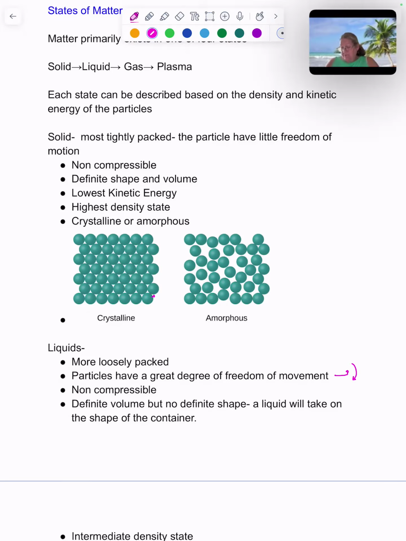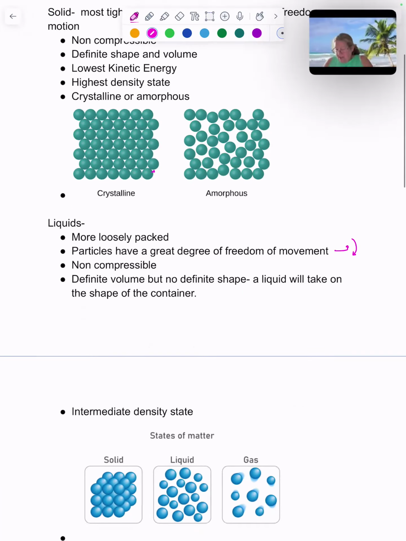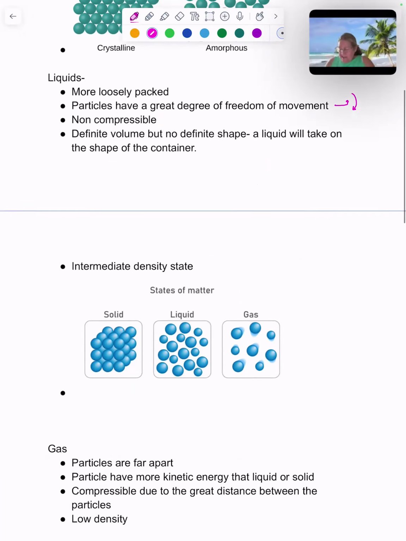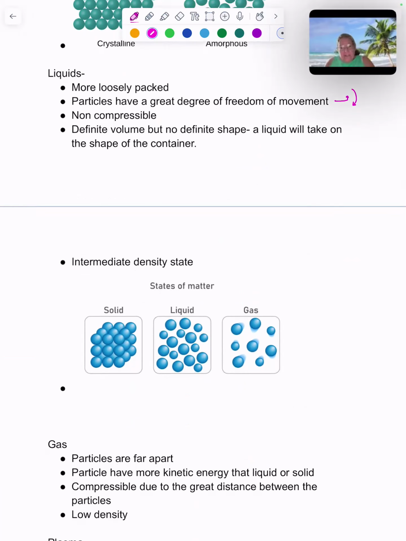Liquids have a definite volume, but they have no definite shape. A solid's got a definite shape and volume. A liquid's going to take on the shape of its container. So you can kind of pour it into anything and it's going to take on that shape. And it's considered the intermediate of the density states. So if we look here at the states of matter, solid we can see is tightly packed. Liquid, there's a little more freedom of motion, and we would show a liquid on a particle diagram as having little short arrows showing the motion.